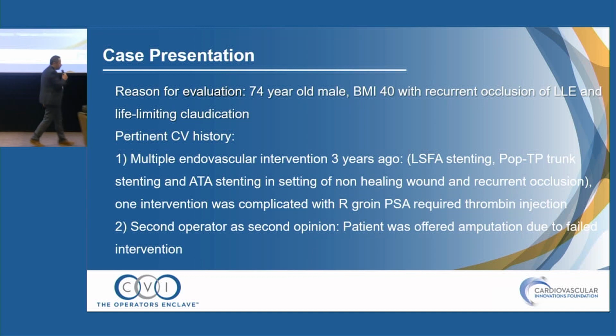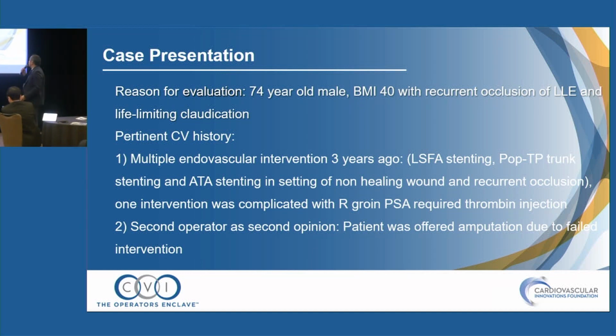This is a 74-year-old gentleman, average BMI in Texas, 40, with recurrent occlusion of the left lower extremity with life-limiting claudication. He had a very busy history over the years. The first time he was seen by a vascular specialist was 3 years ago. He had an SFA stent, then went back for a popliteal TP trunk stenting, then had an AT stenting in the setting of a non-healing wound. When they did that, they excluded the ostium of the AT.